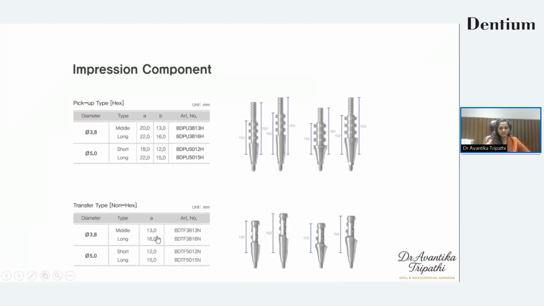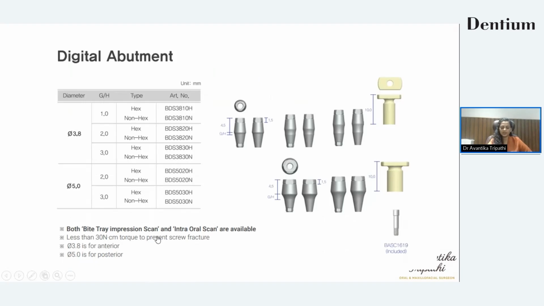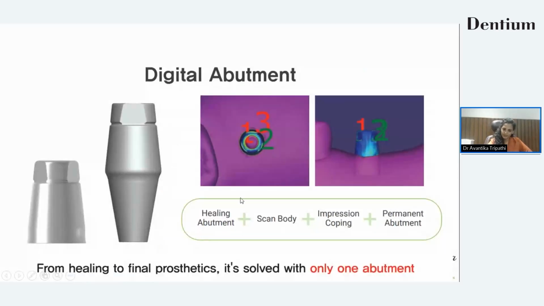If we want to go with the manual method, we can use impression coping. These are the pickup and transfer impression copings available. This is the digital abutment. This is a final abutment and it is scannable. It can be used as a healing abutment, as a scan body, as an impression coping for snap-on impressions, and it can be used as a permanent abutment also. So from healing to final prosthetics, it is solved with only one abutment.